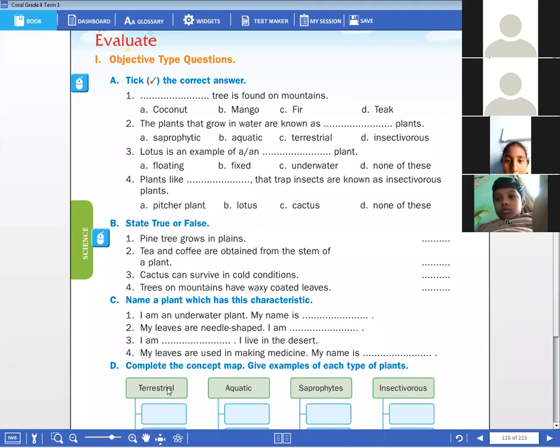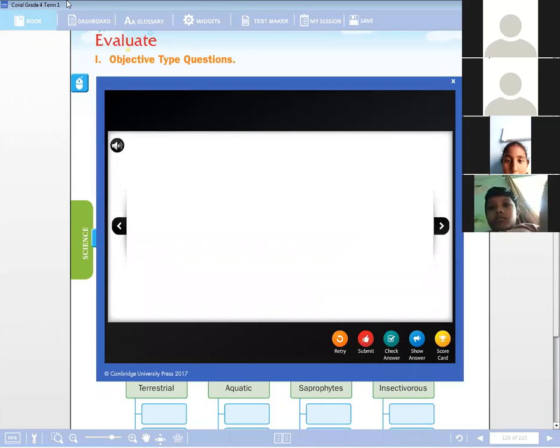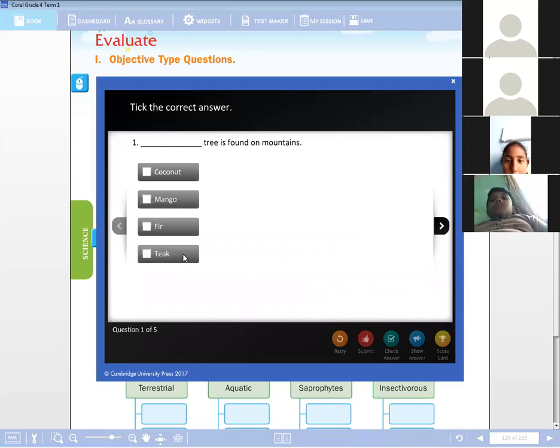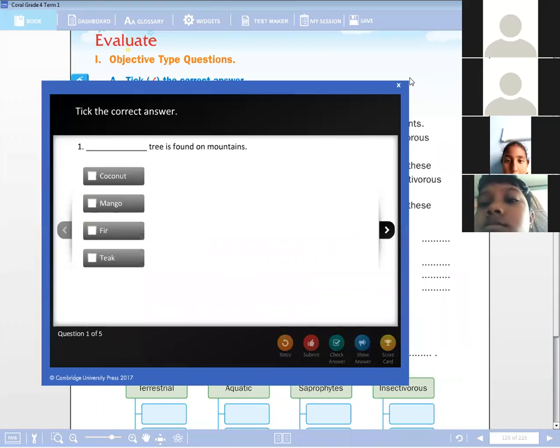Okay, no doubts. Okay, let's complete the evaluation part, children. This is the second lesson. The first question. Dash trees are found on mountains. A, coconut, B, mango, C, fir, and D, teak. Which kind of trees are found on mountains? The children who have the textbooks, please mark them.